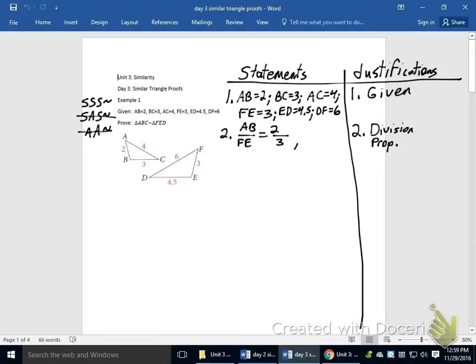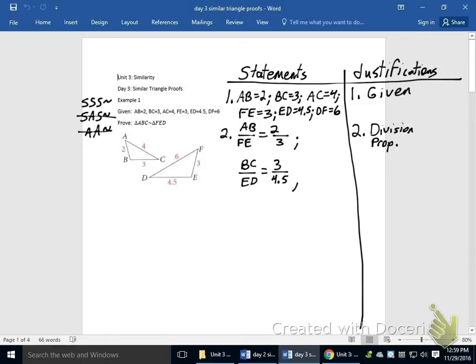Now, I'm going to continue that process for some other sides. For instance, I can take the BC equals 3 and divide it by the same thing, which, let's see, what corresponds to BC? BC is the middle length side. The middle length side over here is ED. And I know that ED and 4.5 are the same thing, so I'm dividing yet again.